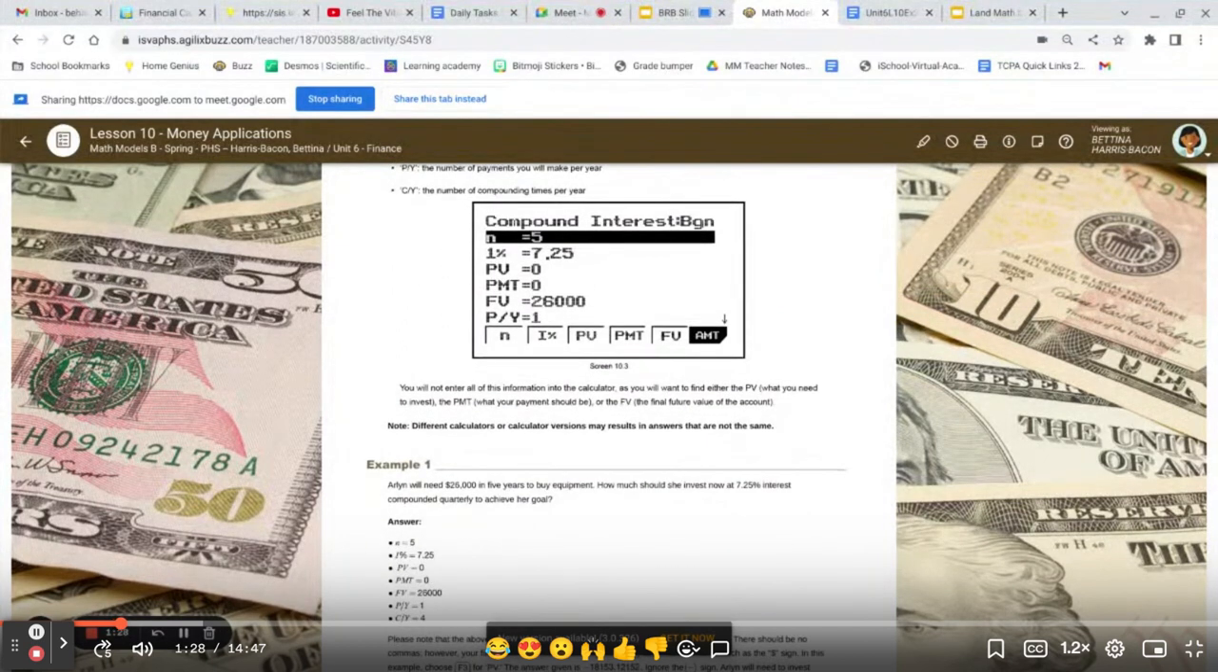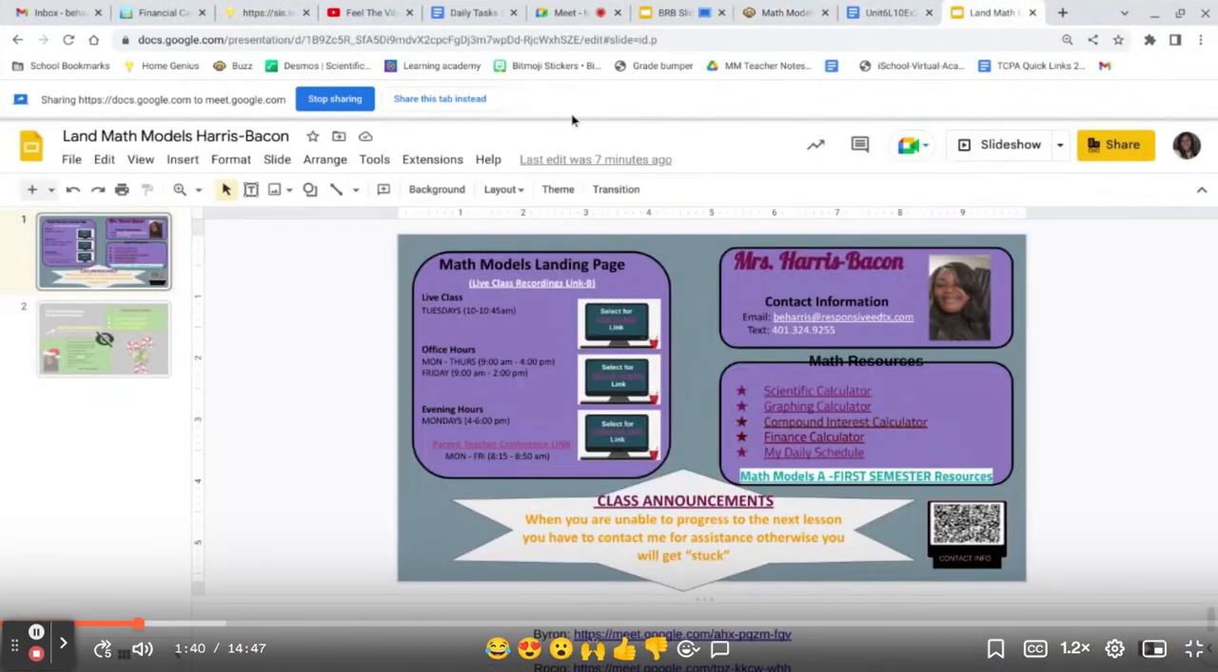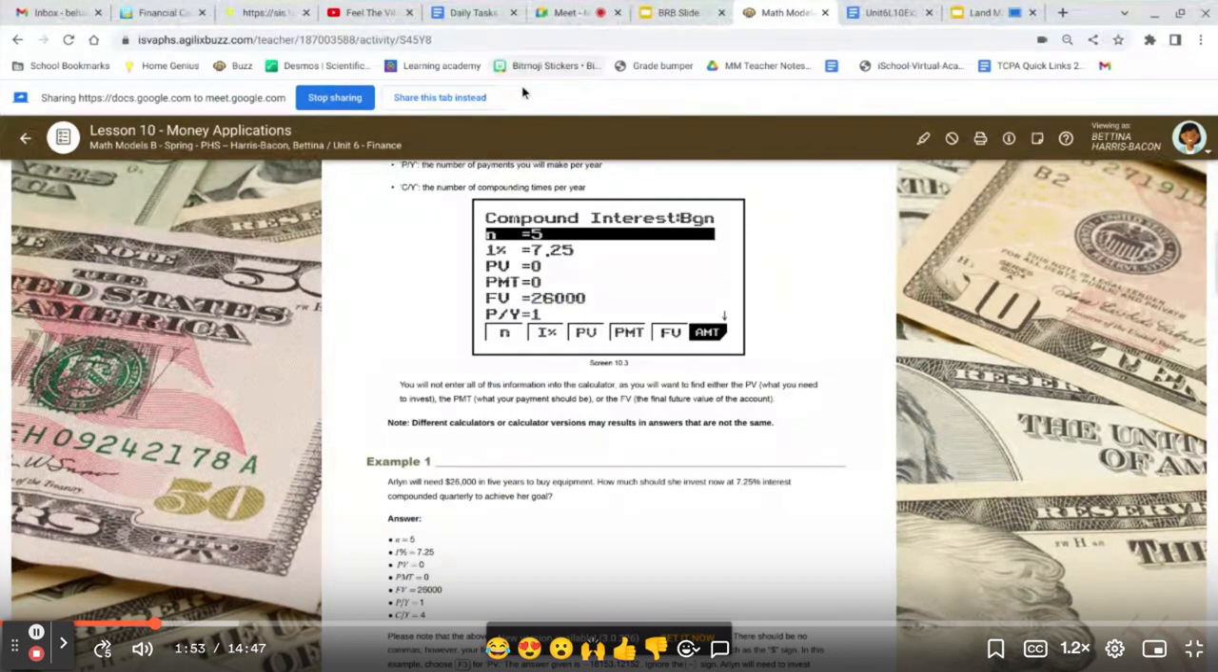So what I'm going to be using is a financial calculator, one that's online. I'm also going to drop it on my landing page. Here's my landing page, and for my class, the calculator is going to be right here. It's going to say finance calculator, okay? And I'll leave it up there because you may need it later in the year. So let's go back over to our lesson.